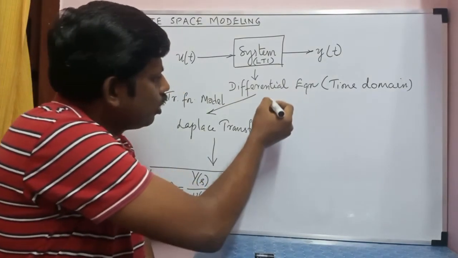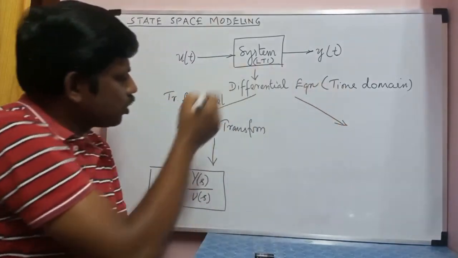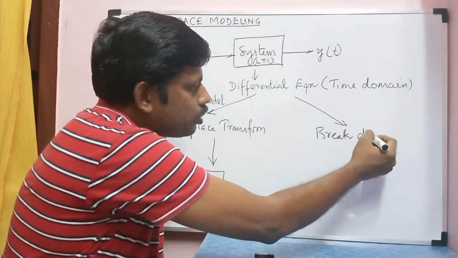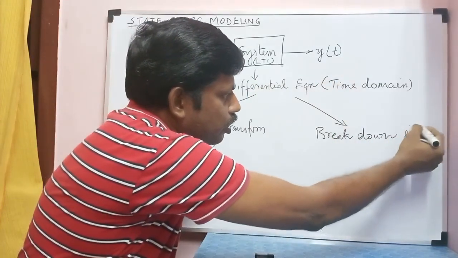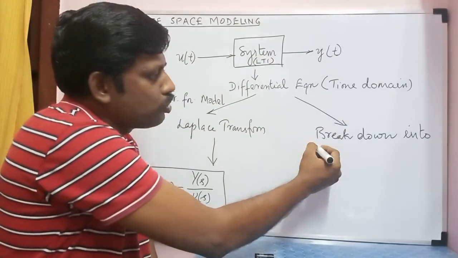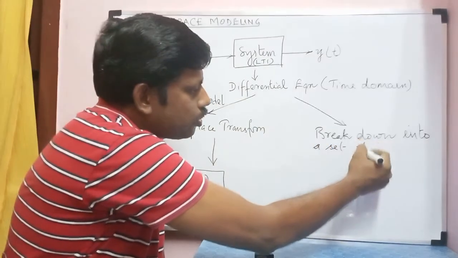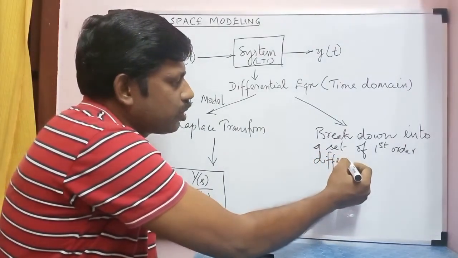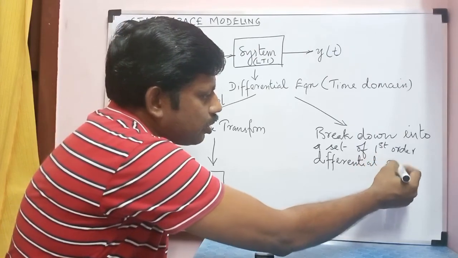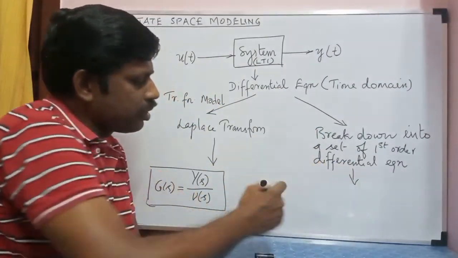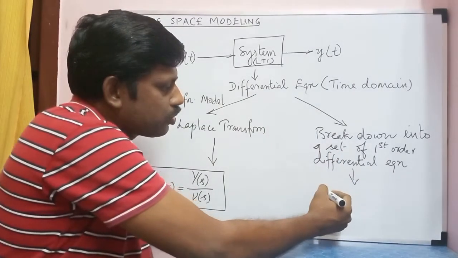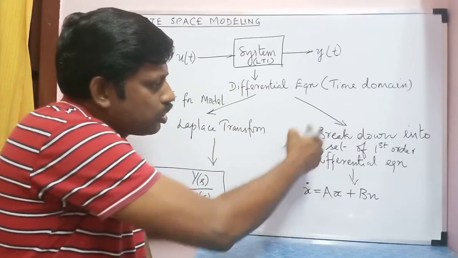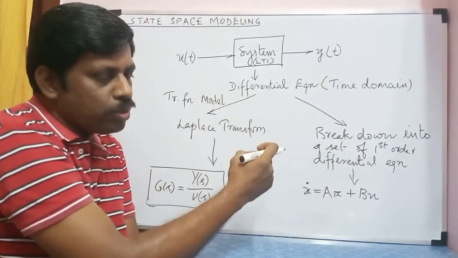In the same way, I can remain in the time domain itself instead of going into the Laplace domain, and I can break down this differential equation, which may be a higher order equation, into a set of first order differential equations. Okay, and then I can write this in a matrix form, that is x dot is equal to Ax plus Bu. And of course in this process of breaking down, I define a set of variables in the system.